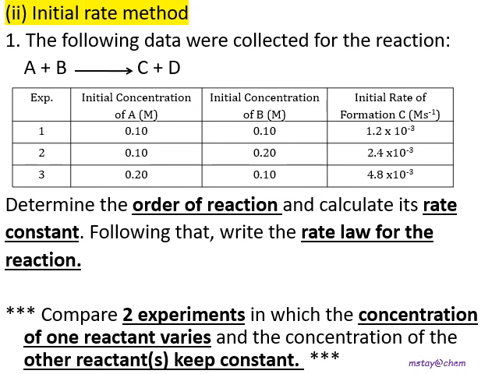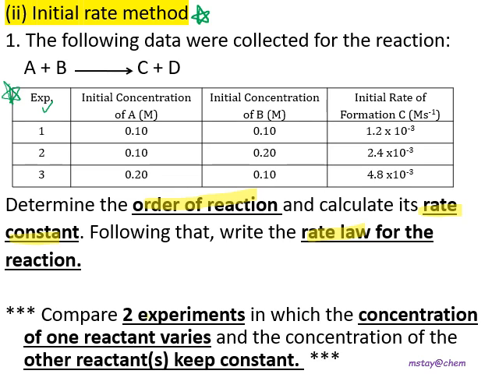The second method is known as the initial rate method. When you are given a table like this, with a few experiments, at least 3 experiments, then you know that you are going to use the initial rate method to determine the order of reaction. Here we need to determine the order of reaction, find out the rate constant, and also write down the rate law. So how are we going to start this question?